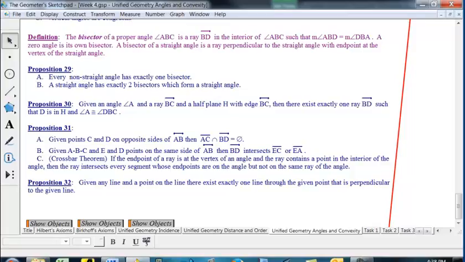So those models, the spherical geometry, the taxicab, and the hyperbolic model, if it's the hyperbolic half-plane model, are conformal models, and that just means that the angles are measured essentially the same way as they would be measured in Euclidean geometry.